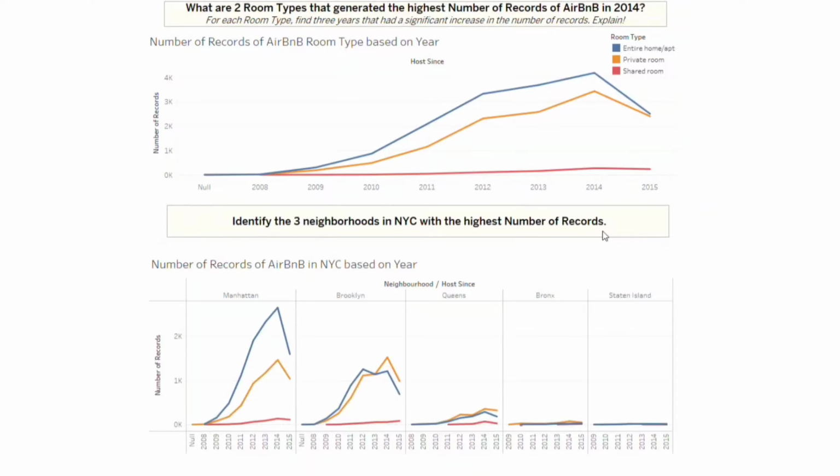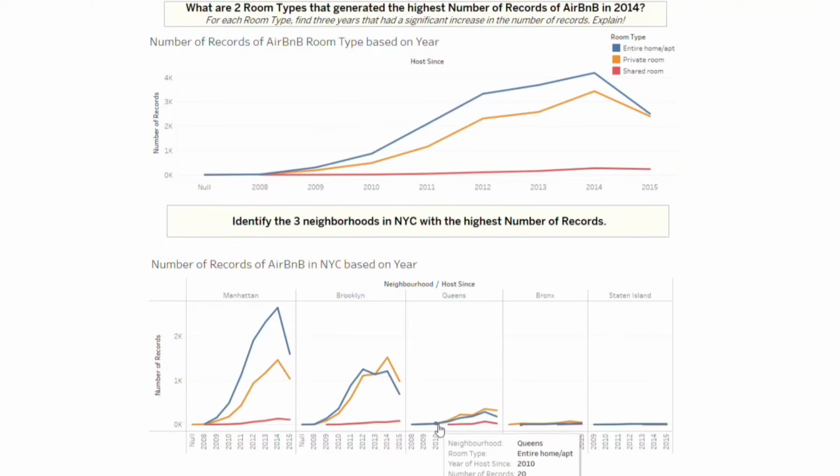Question 2. Identify the 3 neighborhoods in New York City with the highest number of records. With the data from 2008 until 2015, we can see that Manhattan, Brooklyn, and Queens are the 3 cities that have a clear graph for the number of records rather than Bronx and Staten Island. But there are several differences in choosing the room type of each city. In Manhattan, most people choose entire home or apartment.